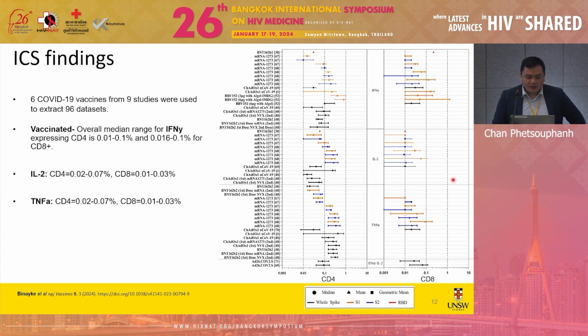And the medians basically are quite low because it's like 0.01% to 0.1% of CD4s, which is a limitation really for ICS because what you're detecting are very few cells, although you have to start off with quite a high number of cells.